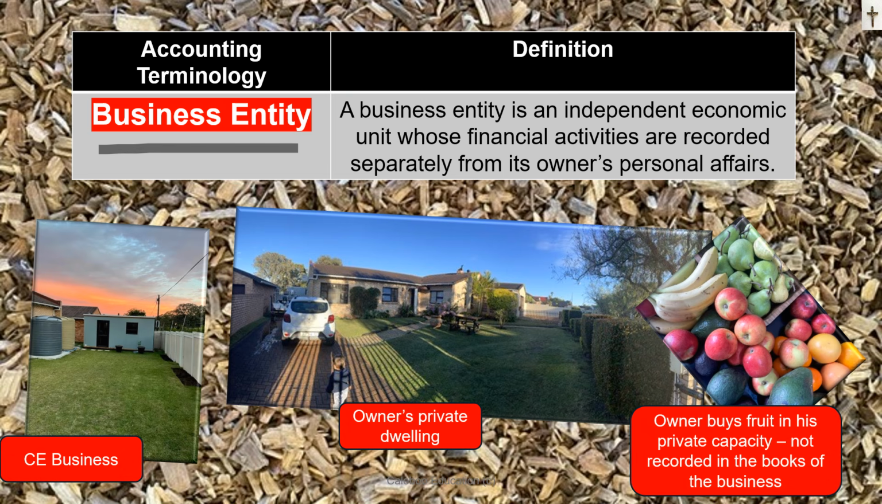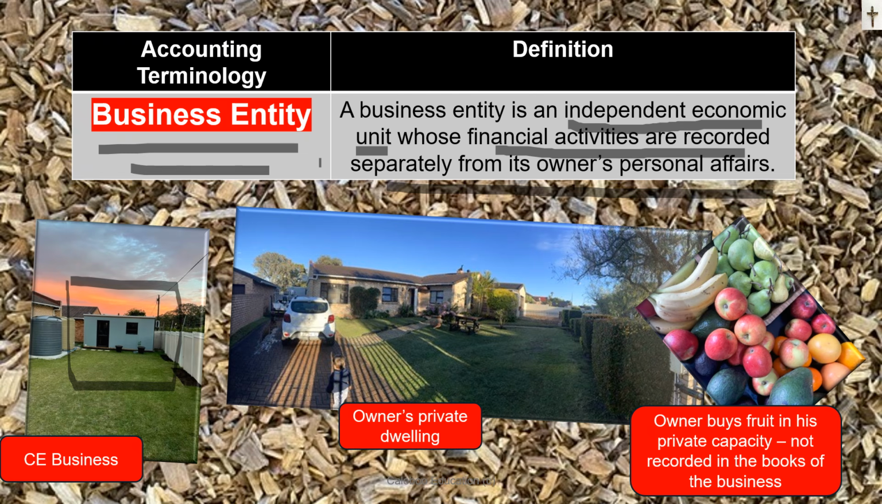Right, what is a business entity? A business entity is an independent economic unit whose financial activities are recorded separately from its owner's affairs. So the business entity, there's actually a rule, a business entity rule. The business's transactions and the owner's personal transactions are recorded separately. So there's the business premises. There's the owner's home. Those are two separate entities.